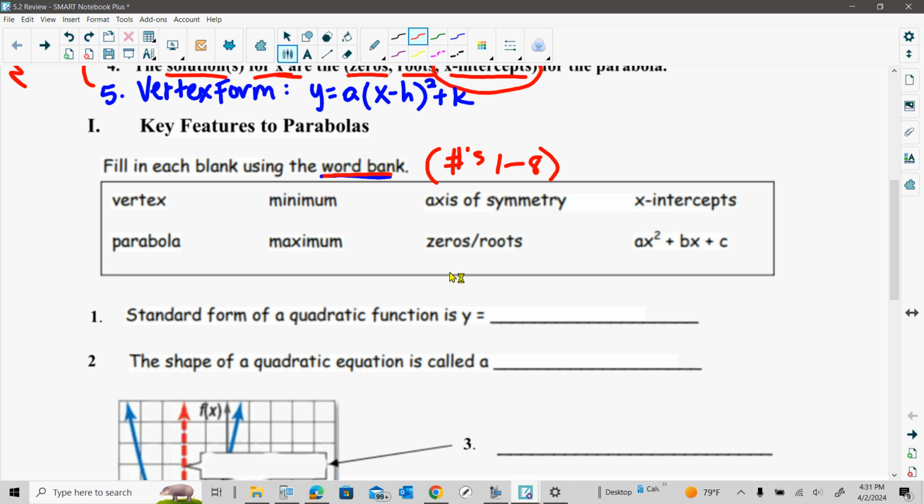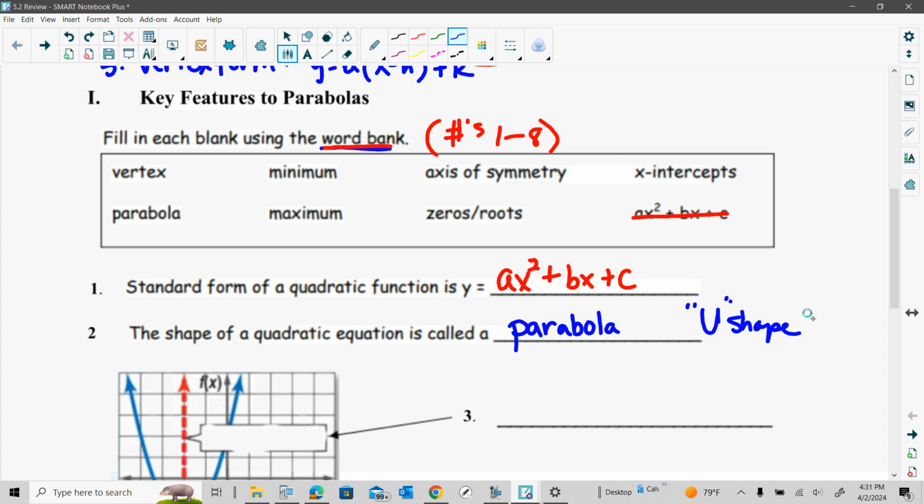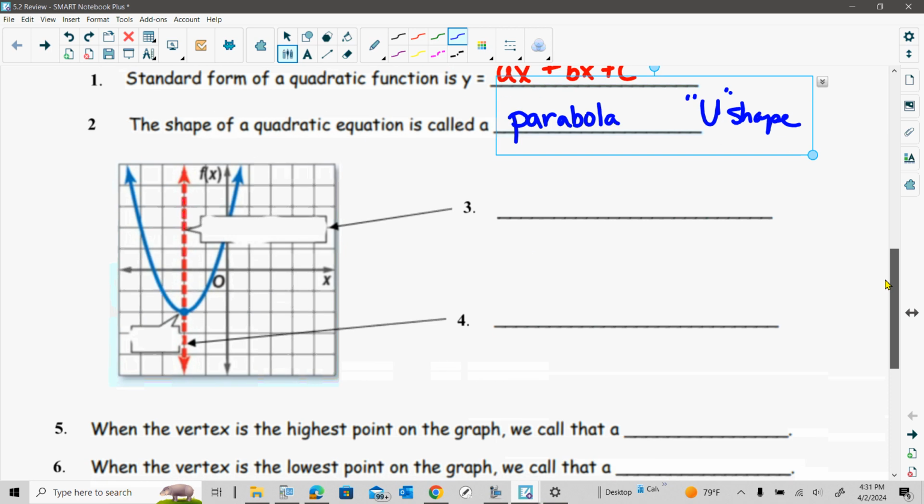So the first one asks, what is our standard form of a quadratic equation? Well, that is our ax squared plus bx plus c. That's right here. The shape of a quadratic equation is called a parabola. That's the U shape. All right, so we use that one.